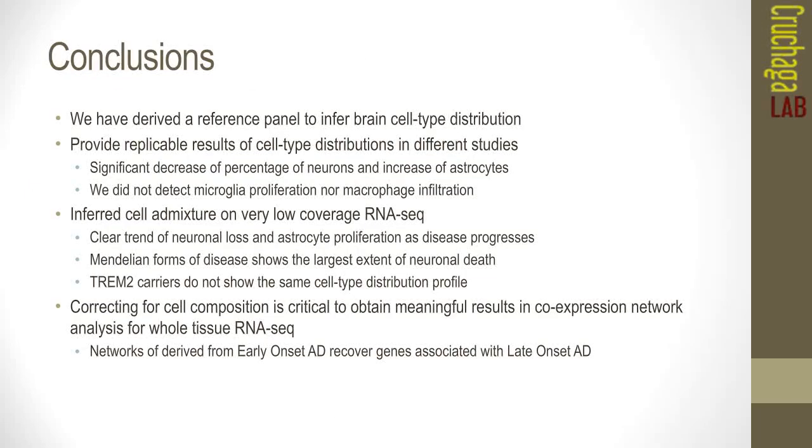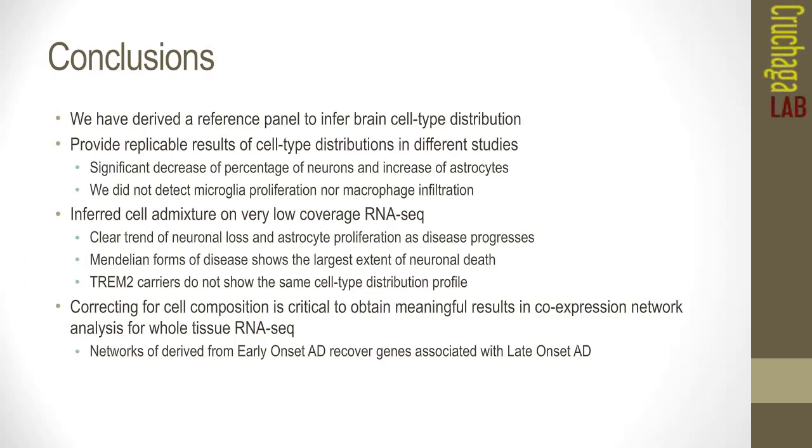So, as a conclusion, I would like to say that we have derived a reference panel to infer brain cell type composition. We provide replicable results of cell composition in different studies. We consistently observe a significant decrease in the percentage of neurons and an increase in astrocyte proportions in the cerebral cortex, but nothing in the cerebellum. Unfortunately, we didn't see any microglia proliferation or macrophage infiltration. Basically, the genes that we are using to tag microglia would also tag macrophages, but we are not observing any infiltration.